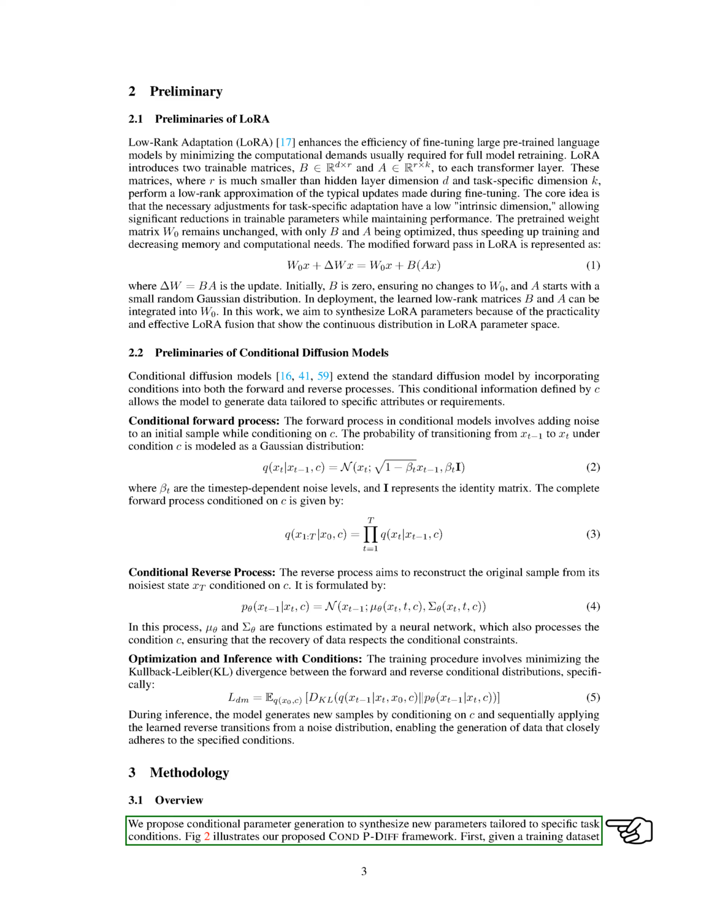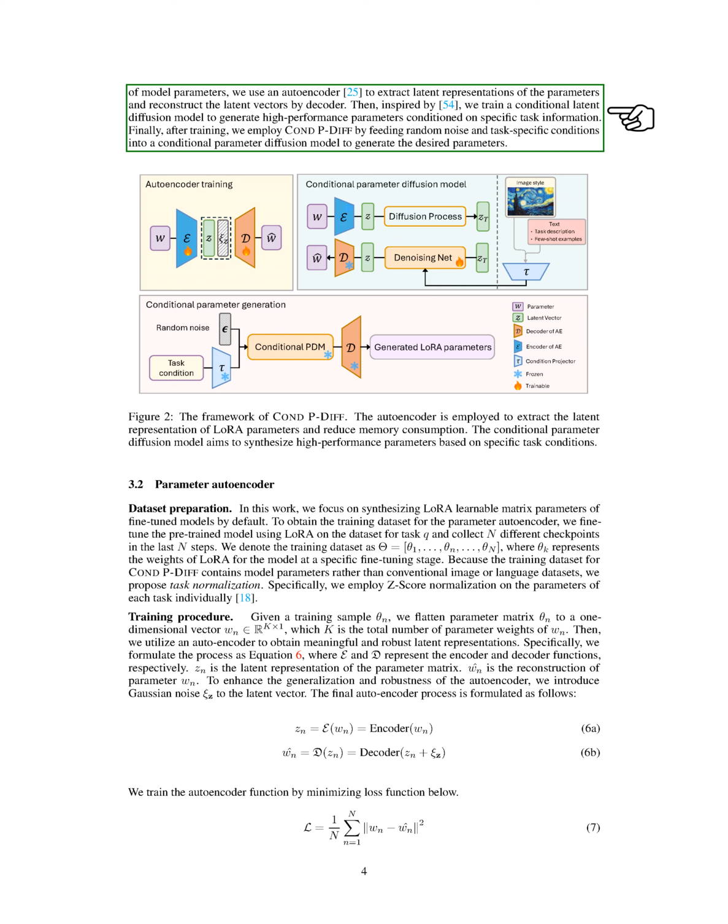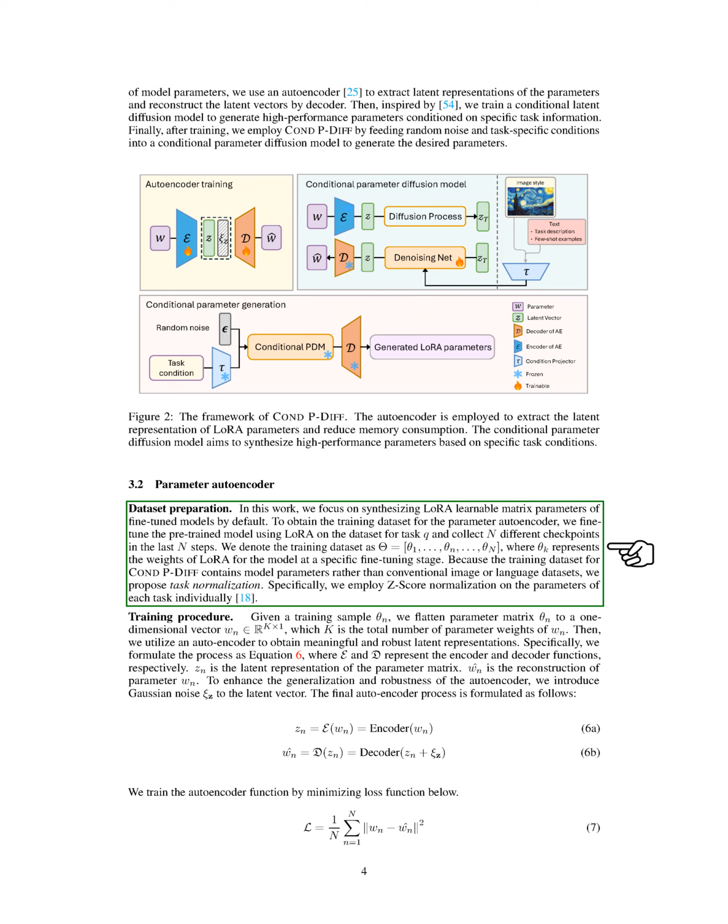We propose a method for conditional parameter generation to create new parameters tailored to specific task conditions. Our COND P-DIFF framework begins with a training dataset of model parameters, from which we use an autoencoder to extract and reconstruct latent representations. We then train a conditional latent diffusion model to generate high-performance parameters based on specific task information. After training, we can generate the desired parameters by inputting random noise and task-specific conditions into the conditional parameter diffusion model. In terms of dataset preparation, we focus on synthesizing LoRA learnable matrix parameters from fine-tuned models.